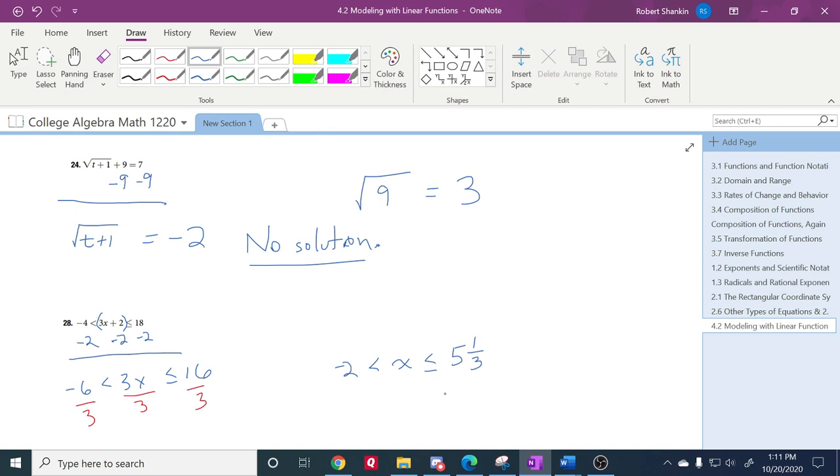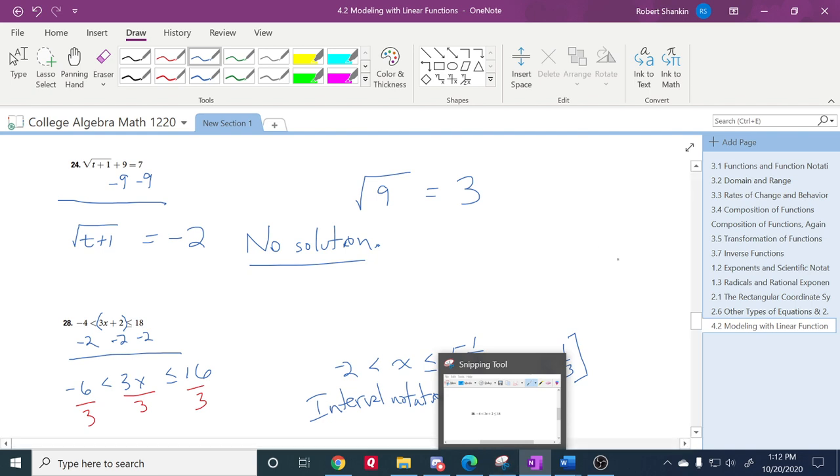answer in interval notation. And in interval notation, it looks like this. And if it doesn't include the endpoint, you put a parenthesis. If it does include that endpoint, put a bracket. And that's the final solution.